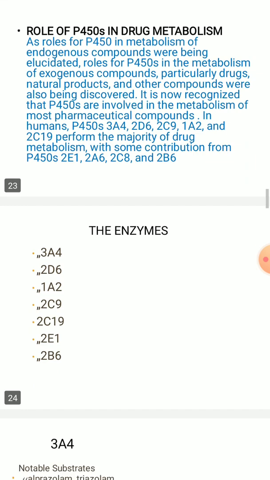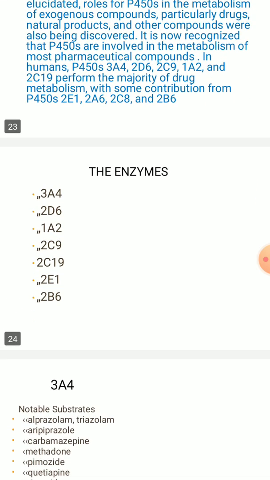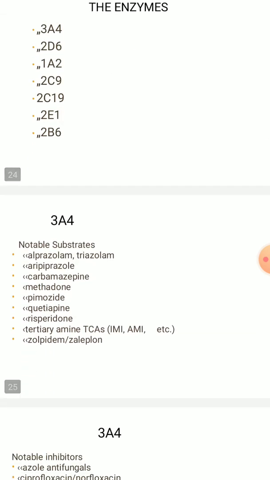So we will see the notable inducers, inhibitors and substrate molecules acting on these particular enzymes: 3A4, 2D6, 1A2, 2C9, 2C19, 2E1 and 2B6. So you can see here 3A4.